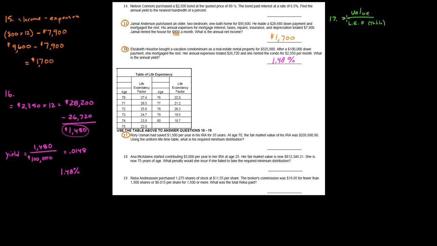In this case, the value of this account was $205,690.90. We divide that by the life expectancy factor. This person is 70 years old. So we look here and the life expectancy factor is 27.4. So we divide it by 27.4. When we do that, we are going to get $7,506.97 as the required minimum distribution.